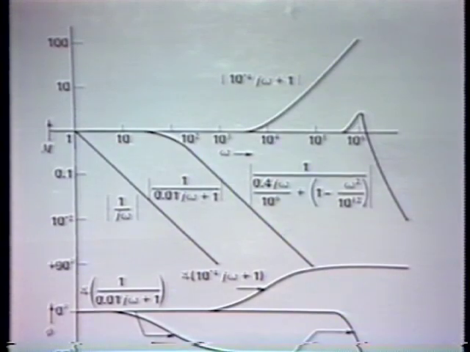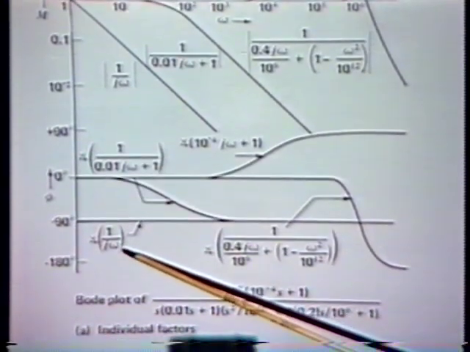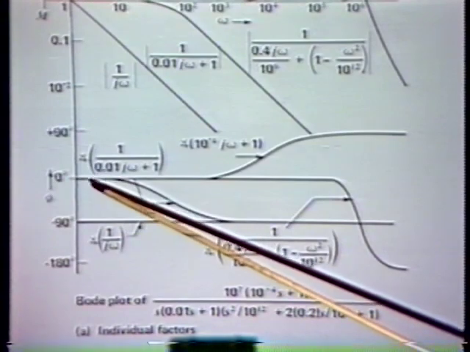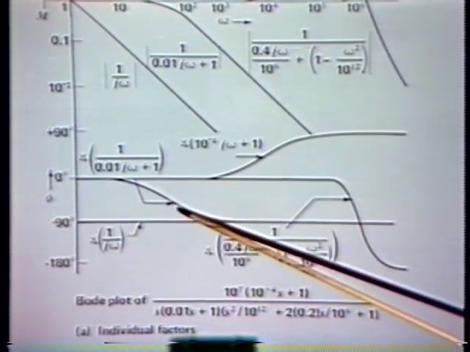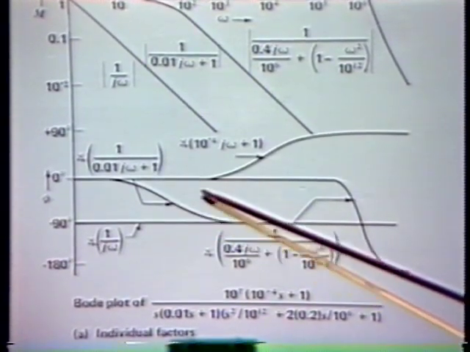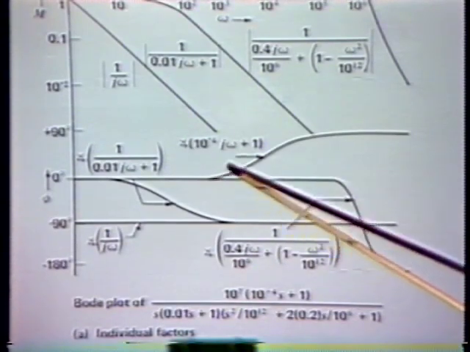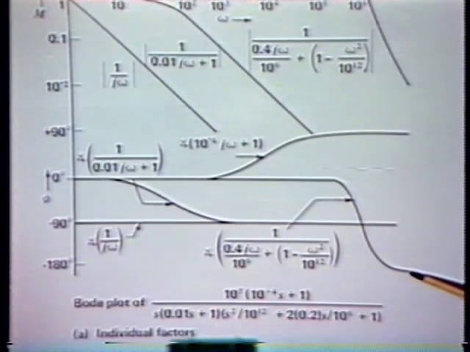Similarly, we can plot the individual angles. The angle of 1 over s, or 1 over j omega, is simply -90 degrees at all frequencies. The angle associated with the pole is this one, going from 0 to -90 degrees, -45 at the corner frequency. The angle associated with the 0 goes from 0 to +90 degrees. The angle, again, associated with the second order term goes through -90, eventually reaching -180 degrees at sufficiently high frequencies.